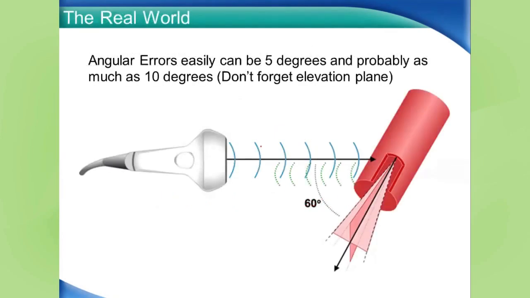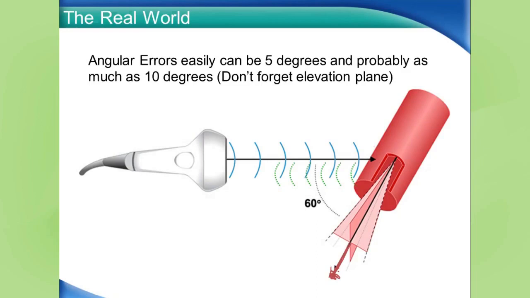So the real world. Here's my transducer. Here's blood flow. And so I align my flow indicator and say, I think this is the direction the blood is going. Now, do you really believe that even if you're extremely careful, you can always get your flow indicator aligned with the actual flow within, say, plus or minus 1 degree? And the answer is no.